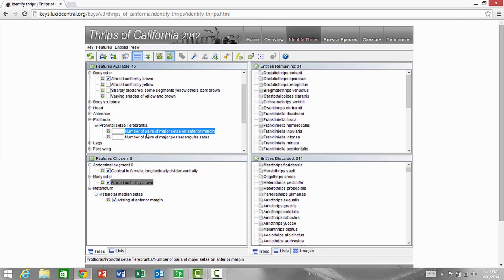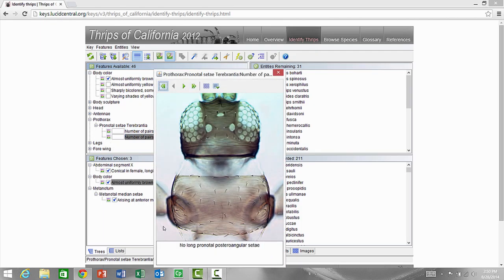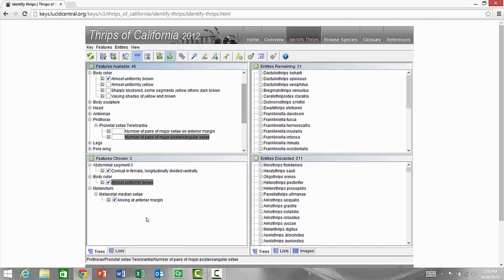Suppose we didn't know what posterior angular setae were. We could go over here to the key and click on this box next to it. And it would say no long posterior angular setae, giving us an image. Well, quite obviously, we know that these setae are long, and there's two pair of them, so we're going to put two there. Click OK, and you'll notice we've only filled out half of the possible characters that we could add, and it also asks for number of pairs of major setae on the anterior margin. Let's click on that image and see what that shows us.